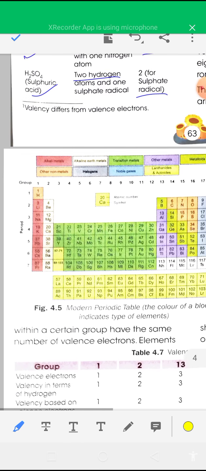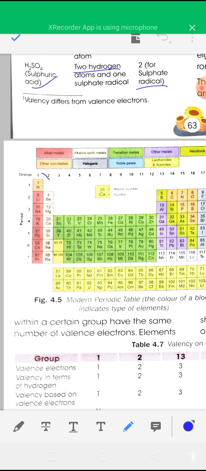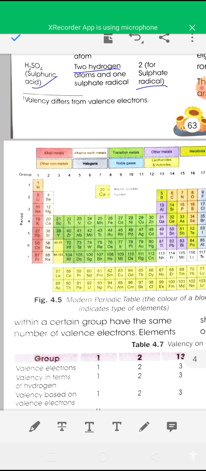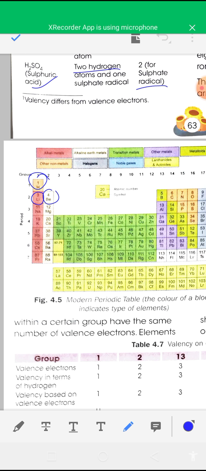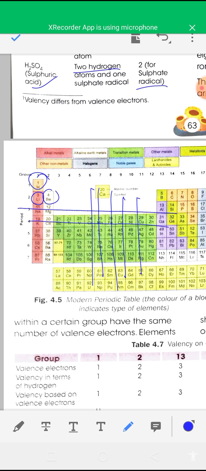In the periodic table, each box contains one element. There are 118 elements, and these vertical columns, from top to bottom, are known as groups, and the horizontal rows, from left to right, are known as periods.